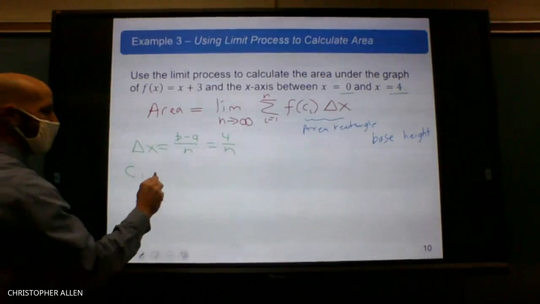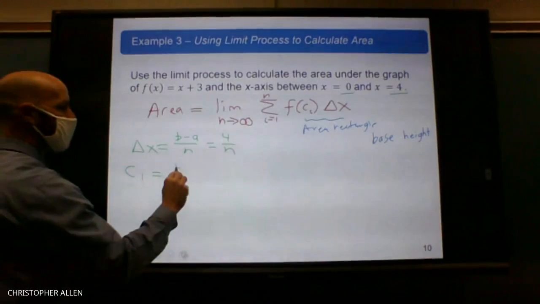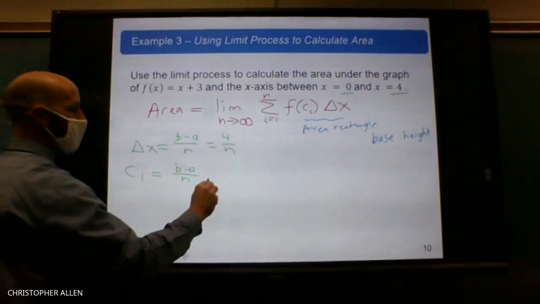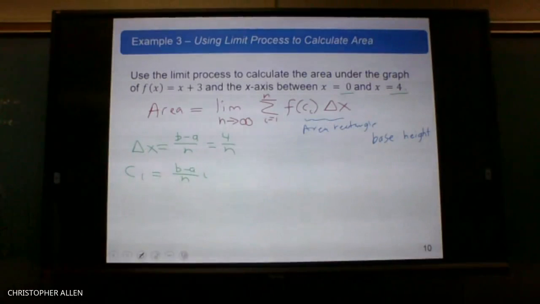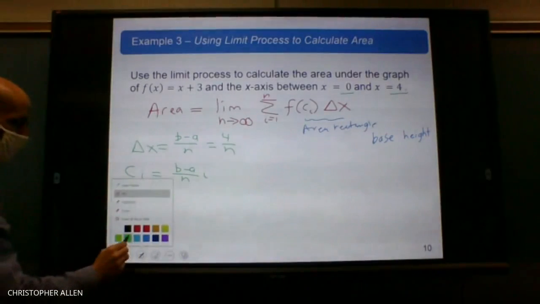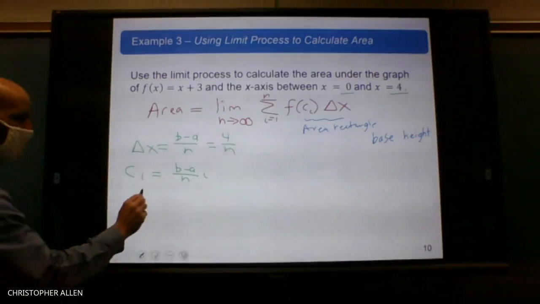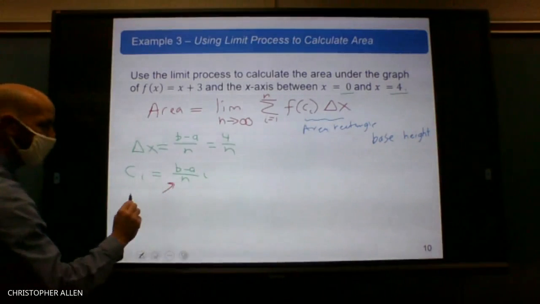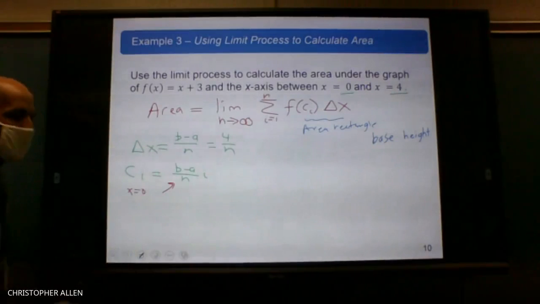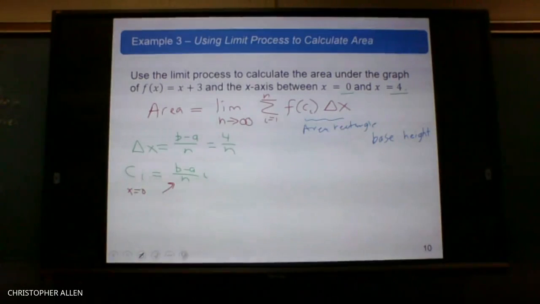Okay, next thing. C sub i. In general, actually I should not say in general, for this class, C sub i is the same thing, just put an i next to it. Now I'm going to give you a little note for those of you that are really ambitious. This is only in the case where x starts at 0, or a, I should say.